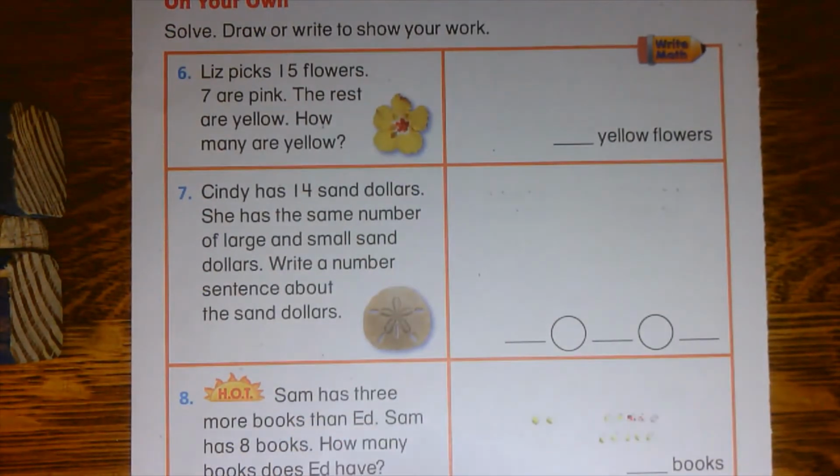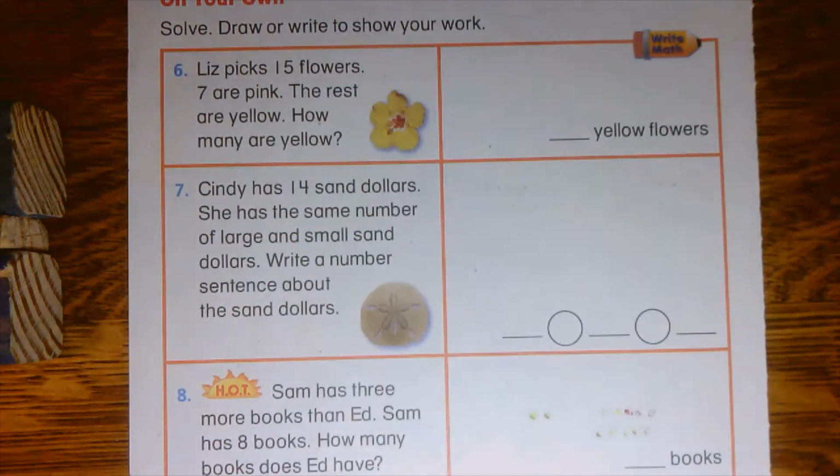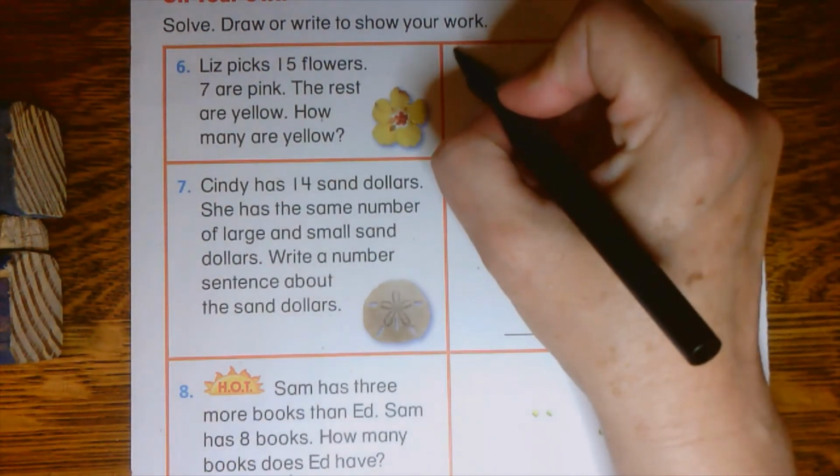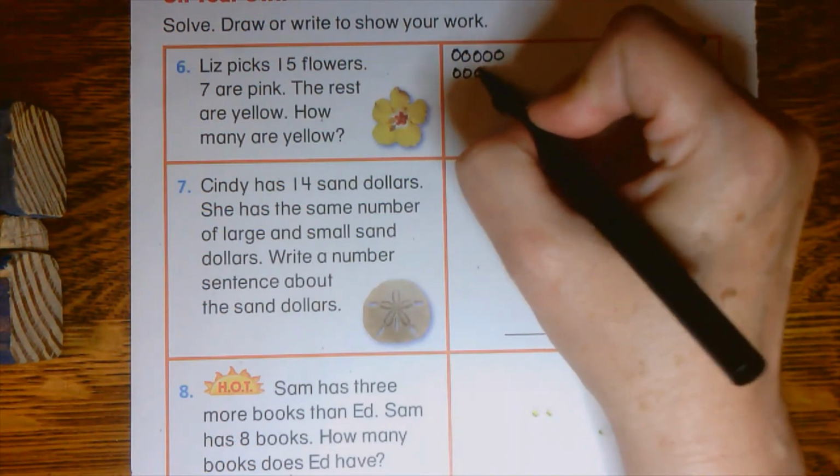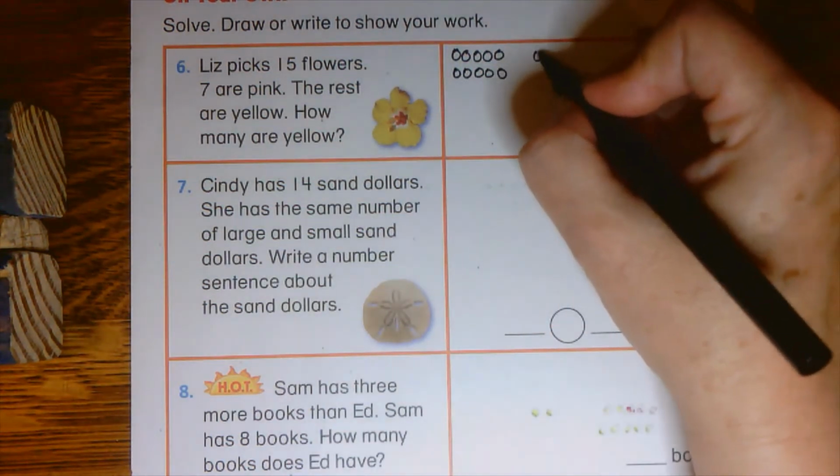All right, Liz picks 15 flowers. 7 are pink, the rest are yellow. How many are yellow? So guys, go ahead and do your drawing. Do you see how these models are making it really easy for us to figure this out?